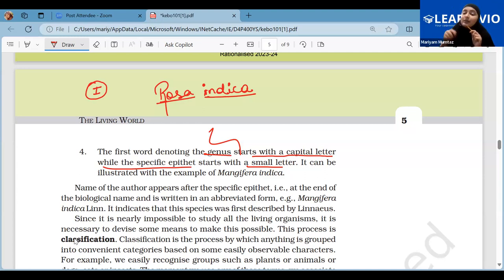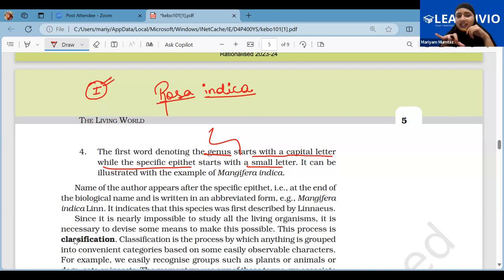But when you're writing it by hand, then you have to underline it, and you can't underline it as one. You have to write the two words separately. You'll start the genus with a capital letter, the species with a small letter, and you have to underline each separately. Clear? This italics thing you've understood?